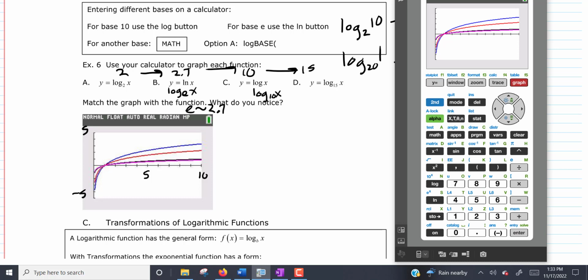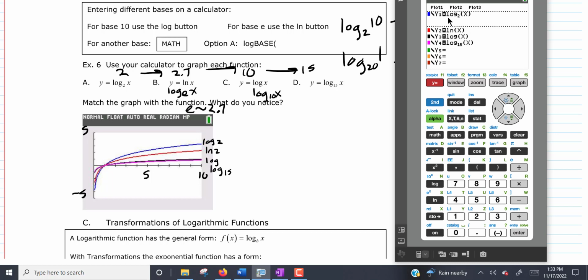So what you want to do is label this like this. This one is log base 2. The next one was ln of x. Then it was log. Then it was log base 15. That's the order, because on a graphing calculator the top one graphs first. So what's happening on this? Basically, the bigger the base is, the slower it increases. Okay, so that's how that goes.